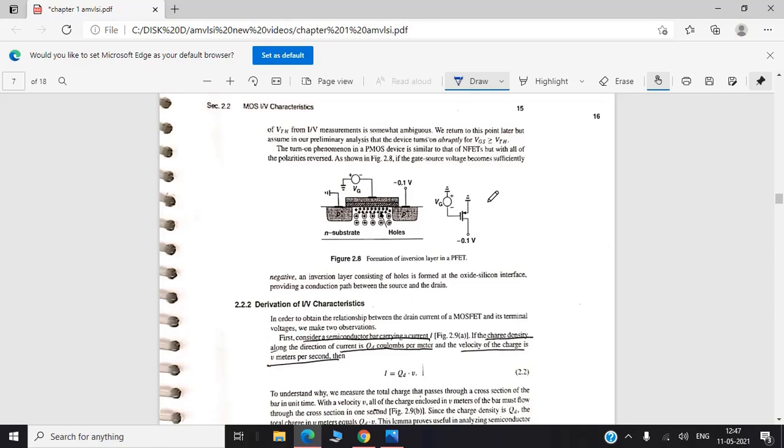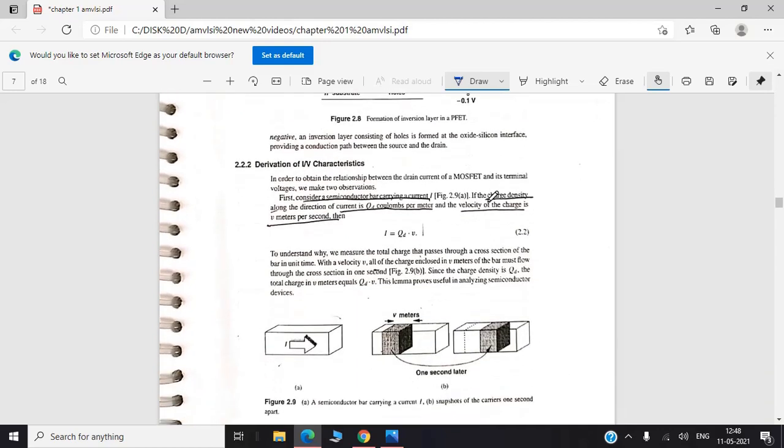Again, the inversion region appears. So when VG is reverse biased, the electrons which were formed there will be converted. Okay, the turn on phenomenon in a PMOS device is similar to that of an NFET, but all of the polarities will be reversed. That was for N type semiconductor, this is for P type semiconductor.